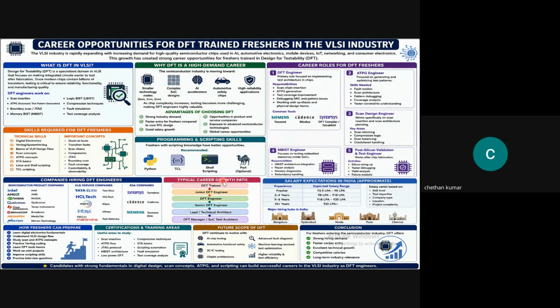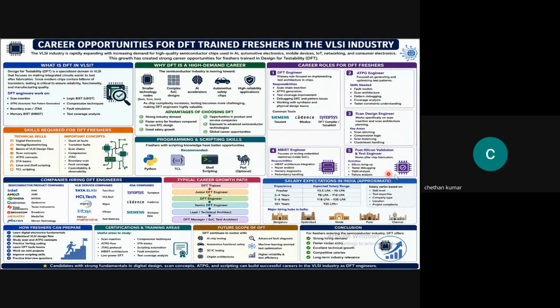So how will our career growth happen when we enter the industry? It all depends on the company. Usually they take you as trainee engineers, and if you are already trained, you can start at a junior DFT engineer level, or they may give a DFT engineer role directly. If you already have an MTech, you start directly as a DFT engineer, then senior DFT engineer, lead engineer, senior lead engineer, and then DFT manager and senior manager. The growth goes like that.